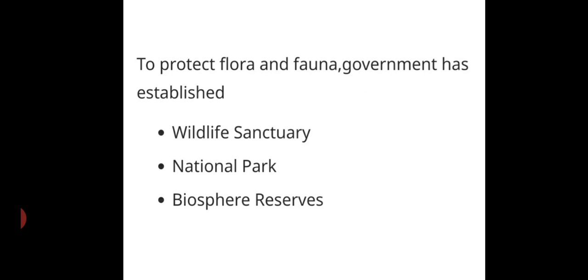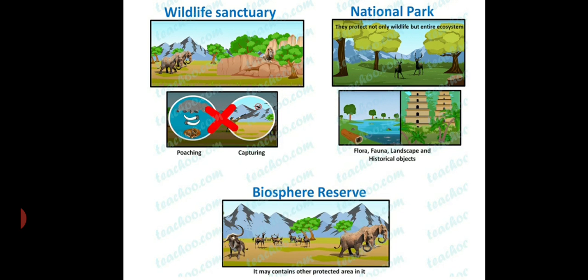Today, let us understand what the government has done to protect the flora and fauna of a particular area. To protect flora and fauna, the government has established wildlife sanctuaries, national parks and biosphere reserves. Here you can see the picture of all three. In a wildlife sanctuary, poaching and capturing is completely prohibited, whereas in a national park, they protect not only wildlife but the entire ecosystem, which means the flora, fauna, landscape, historical objects, they all are protected in national parks.